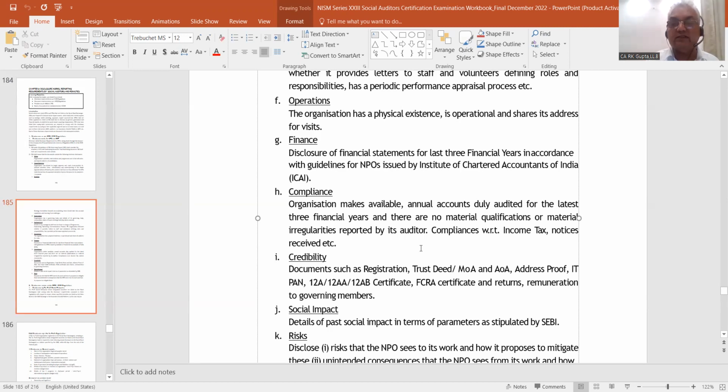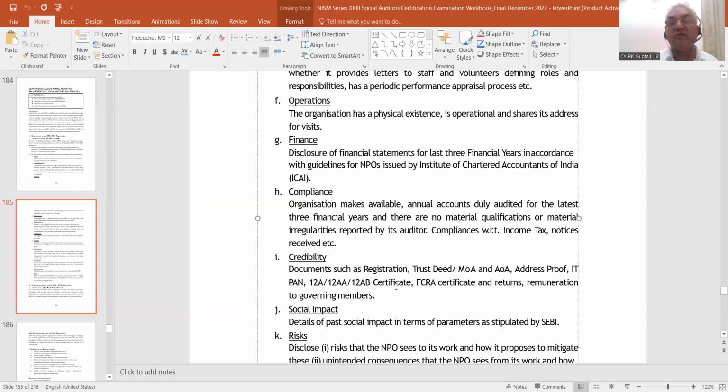Then compliance: the organization makes available annual accounts duly audited for the latest 3 financial years, and there are no material qualifications or material irregularities reported by its auditors. Compliances with respect to income tax, notices received, etc. So all these things will have to be given in the minimum initial disclosure document.